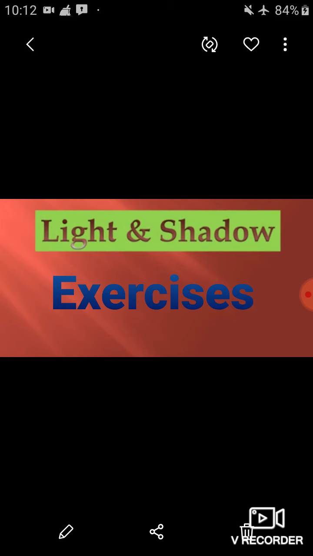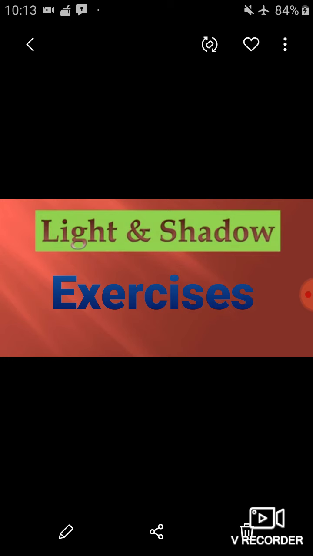So my dear students, today I am here with an exercise of chapter number 13, Light and Shadow, from your textbook. Before starting the exercises of this chapter, let's have a quick overview. In this chapter, you had learned about light and shadow.